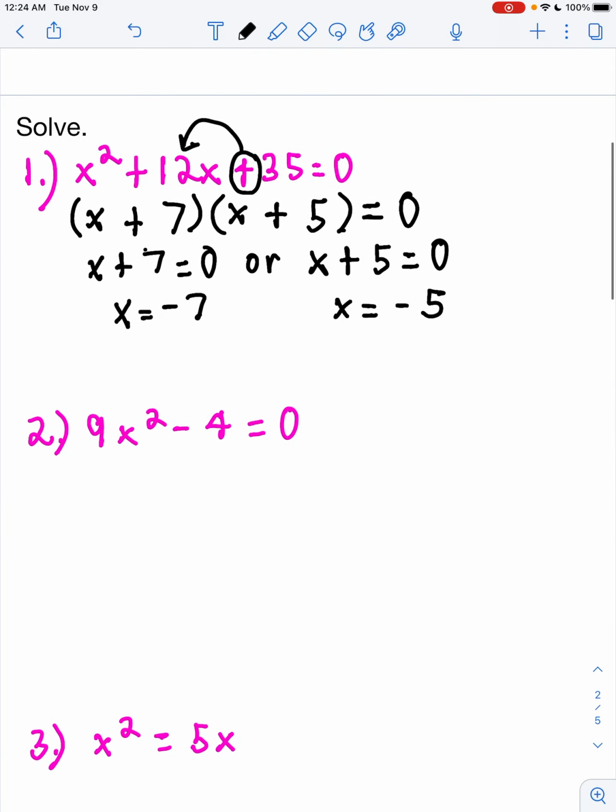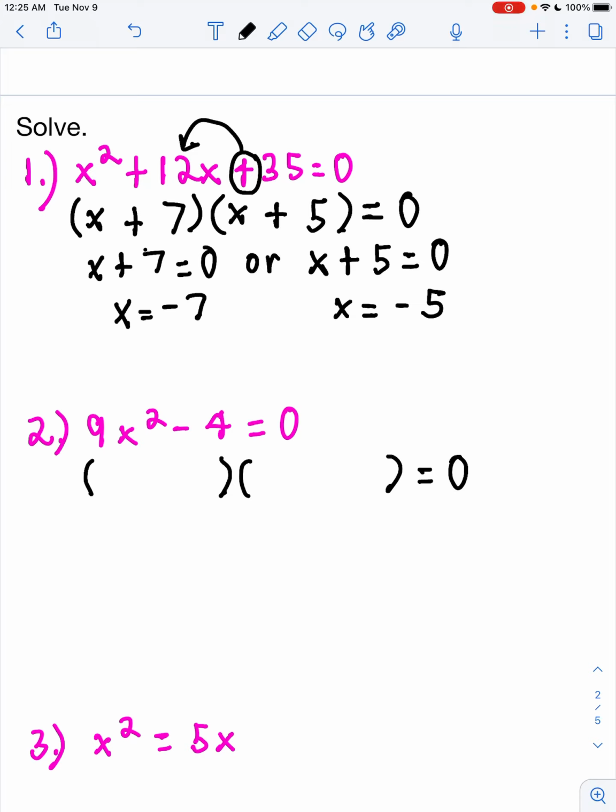Let's look at number 2. This time we have 9x squared minus 4 equals 0. Again, we're already in standard form, so I want to look at factoring. There is no common factor, but there are 2 terms, and there's only one rule at this point that has 2 terms, and that is the difference of 2 squares. Clearly, we can see it's a difference because of the operation of subtraction, and both 9x squared and 4 are perfect squares, so this is the perfect application of the difference of 2 squares.